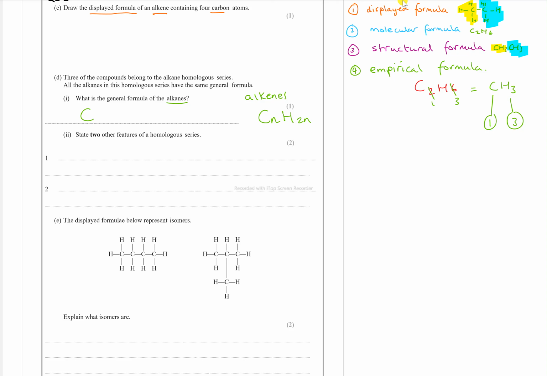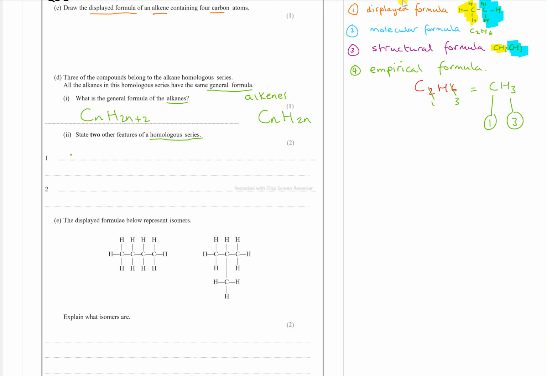For alkanes, it's double the number of carbon atoms plus 2. Alkenes have the same general formula. State 2 other features of a homologous series. Homologous series are compounds in the same group. They have the same functional group at this level.